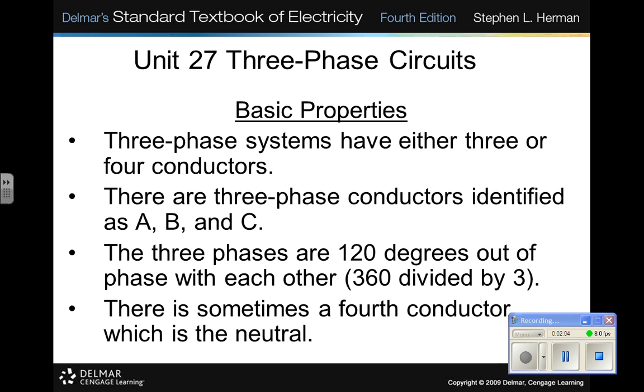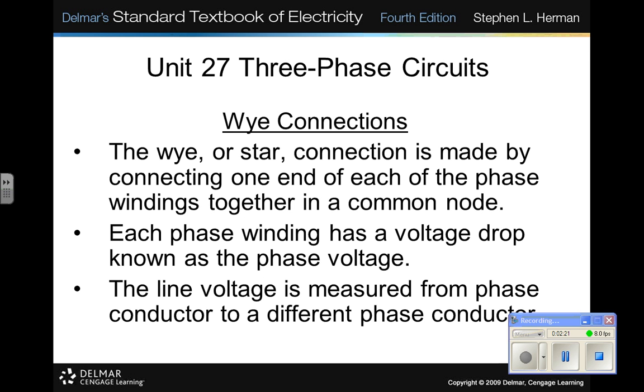Three-phase systems have 3 or 4 conductors. We always call them A, B, and C. Phase A, phase B, phase C. The fourth conductor, if you have one, is a neutral, and that'll generally be in a Y system. The Y, or star as it's called, is made by connecting one end of each phase winding together in a common node, a common point, a common place to tie them together. And then that is taken to ground.